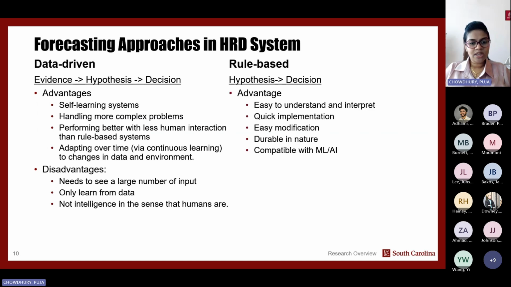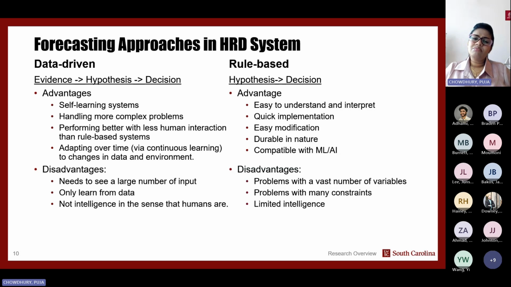In the case of rule-based, the advantages are that it is easy to understand and interpret, quick to implement, easy to modify, durable in nature, and compatible with machine learning and AI. But there are also some disadvantages, like the problem with a vast number of variables, with so many constraints and limited intelligence. As we see, data-driven has some good points and also some demerits. Rule-based follows the same type of pattern.